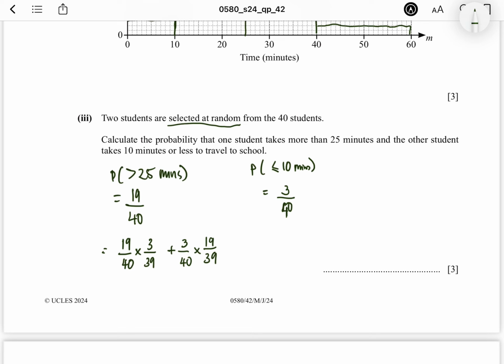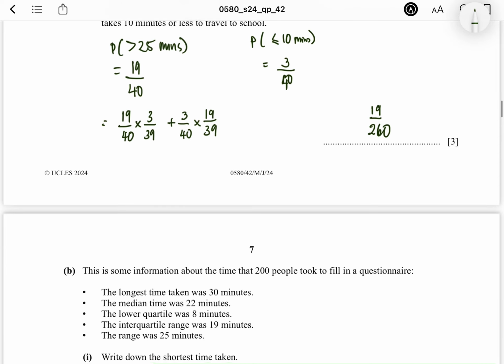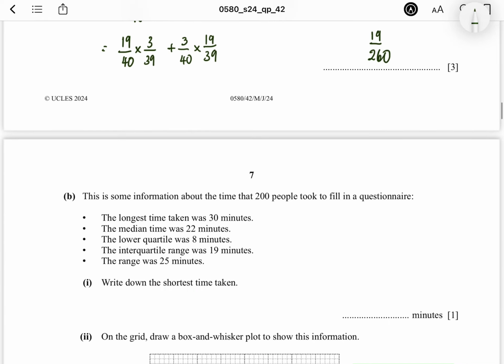Use your calculator and you get, alright? So you calculate it and you get that one.